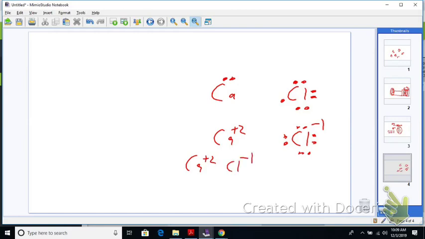What do I have to have? I've got to have another chlorine. So I've got to have 2 chlorines for every calcium. So that should be CaCl2. What they want you to do is do this part and then put them together. Like for 18, find what 18 has and then put them together. So I'll go ahead and let you guys look at that.